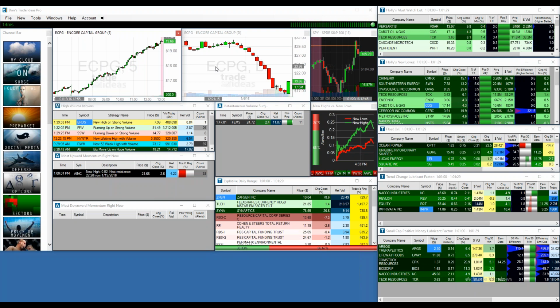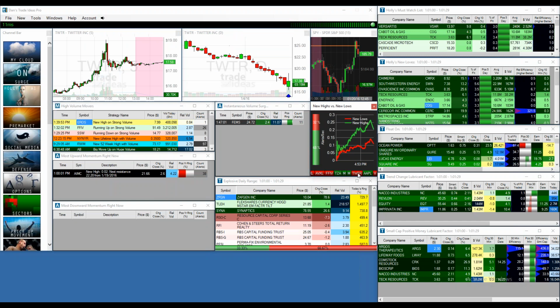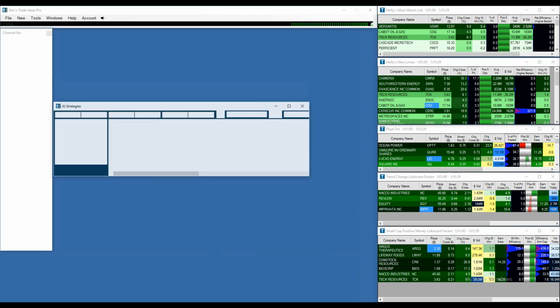So the real crux of what Trade Ideas is bringing to the table, and how we're trying to change the game, is not only are we showcasing the fact that you can beat the indexes. There are huge amounts of opportunity out there. You just have to be, again, open-minded to take advantage of them. But we also have a computerized system. We have an AI engine.